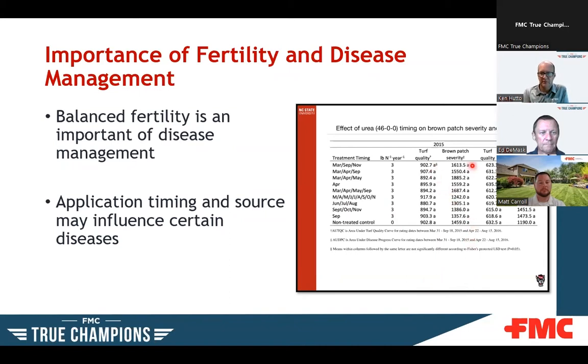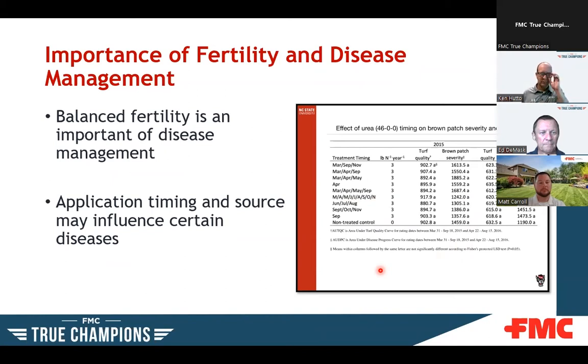Notice that this here is brown patch severity, and the A's here mean there's no statistical difference between no fertility or fertilizing throughout the year. So those are the things that we can learn from with these newer cultivars and newer practices with current research.